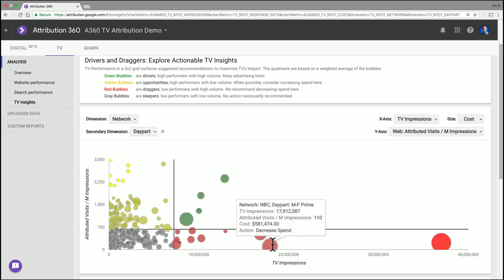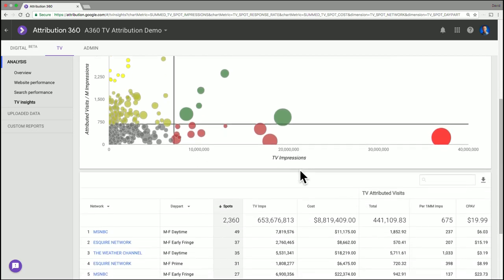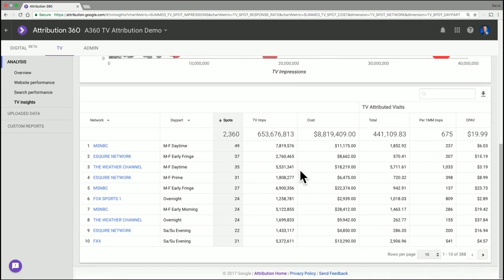But then if I look at one of these down here, this is also on NBC primetime. What it's saying is, I have a lot of spend here, but the performance is relatively low, and so I may consider spending less money in primetime on NBC. And if I look at one of my opportunities over here, I have NBC during the daytime. This is performing even better than NBC morning, but I have very little spend here. So I may consider, perhaps within my NBC buy, shifting some of those primetime spots to daytime spots.